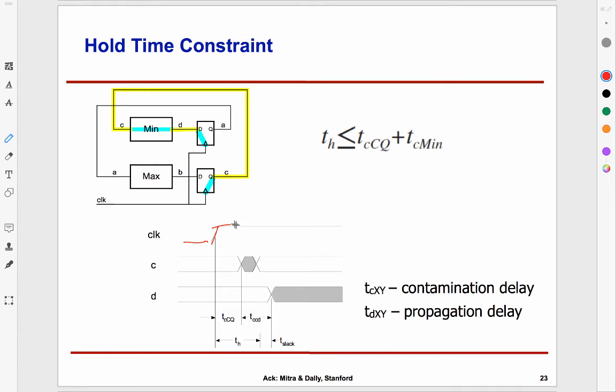At this clock, we basically start seeing, after the clock tick, C change, and it can change as quickly as TCCQ, the contamination delay. So C changes at this point, and then C will eventually stabilize too. But when C begins to change, then D can begin to change very rapidly also. That would be TCCD, the contamination delay from C to D. So that's this component.